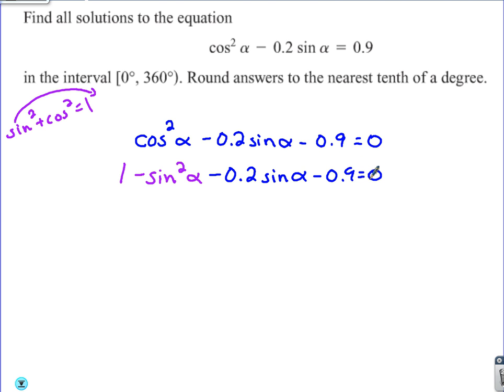Everybody follow what I did there? I took out cosine squared, I replaced it with 1 minus sine squared, and look what you've got now. You've got all sine stuff. It's quadratic, you're going to solve it just like you did before.